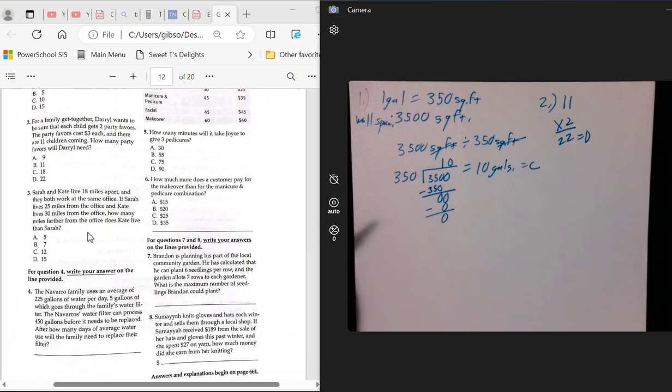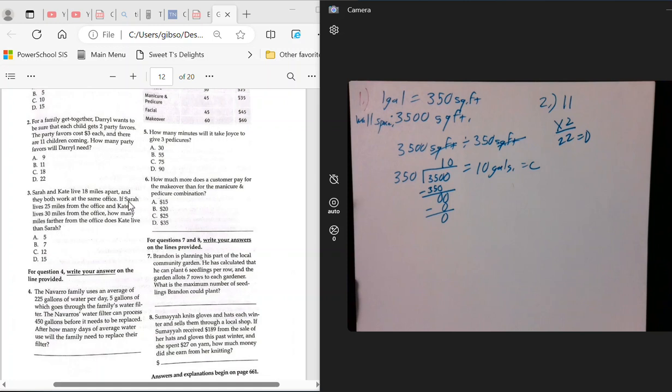It says here, Sarah and Kate live 18 miles apart, and they both work at the same office. If Sarah lives 25 miles from the office, and Kate lives 30 miles from the office, how many miles further from the office does Kate live than Sarah? Now, one thing, this question, how many miles further from the office does Kate live than Sarah?